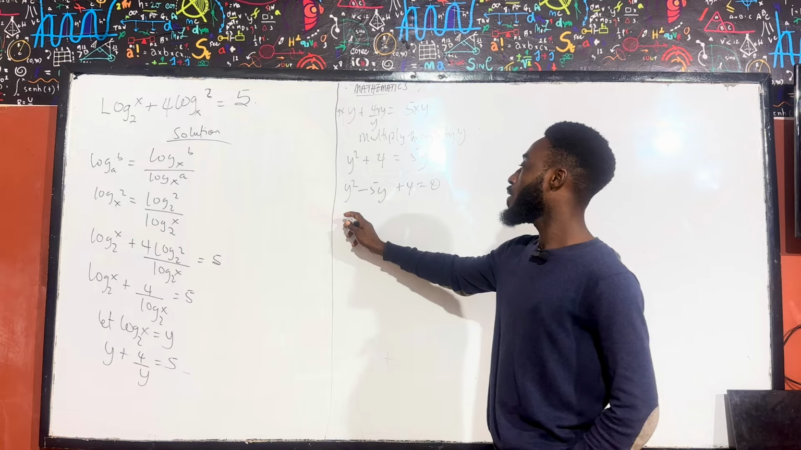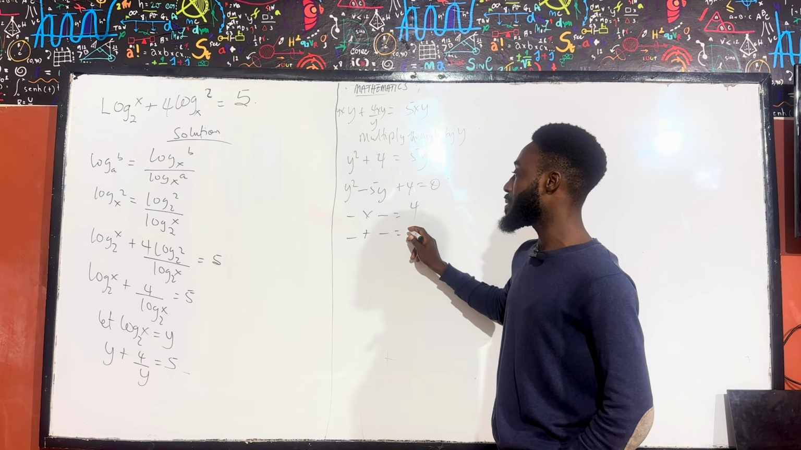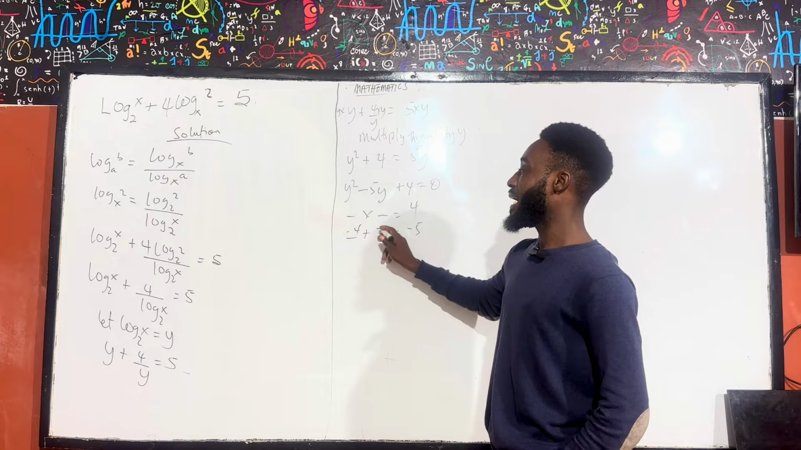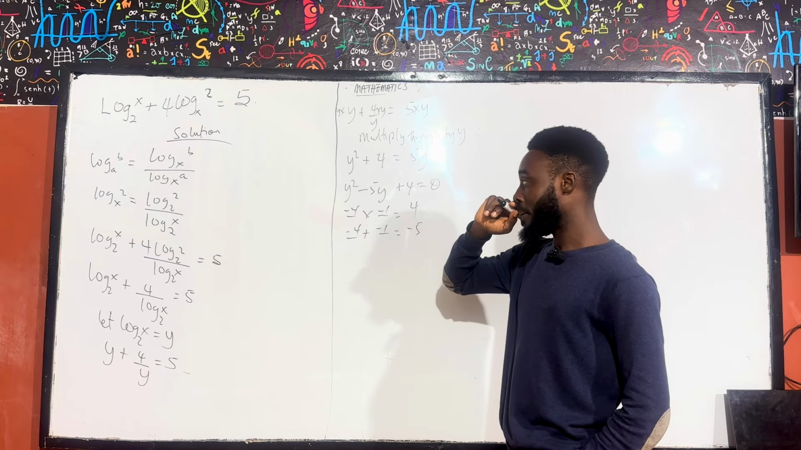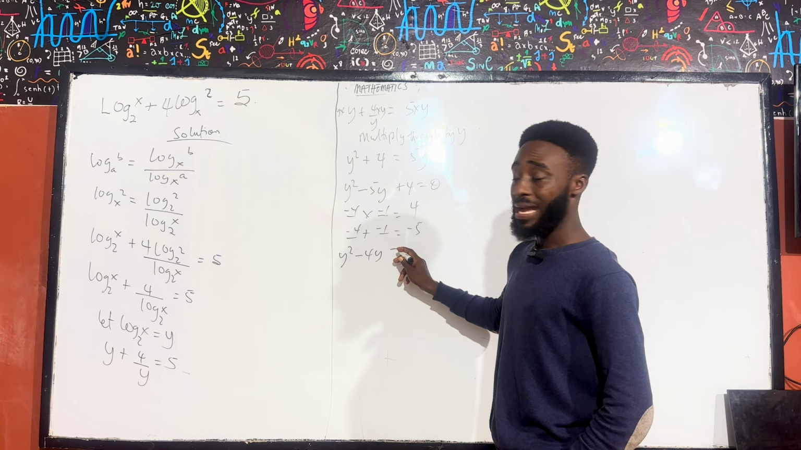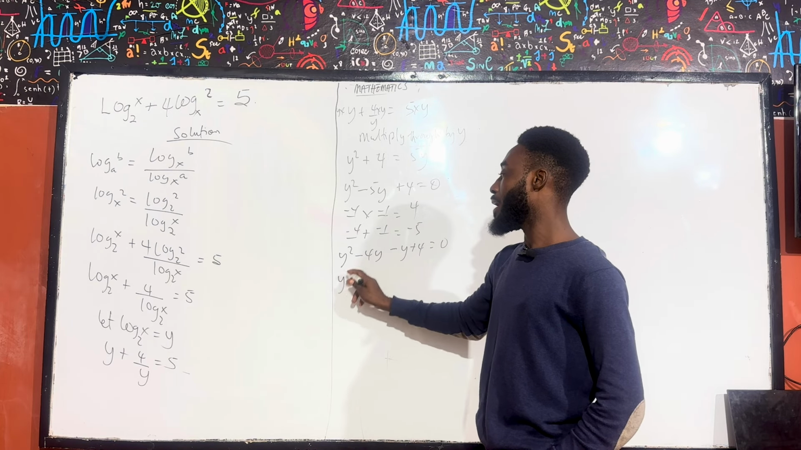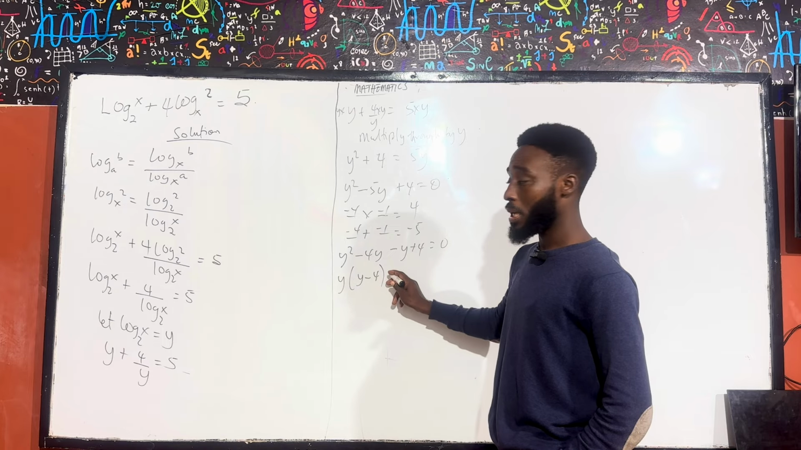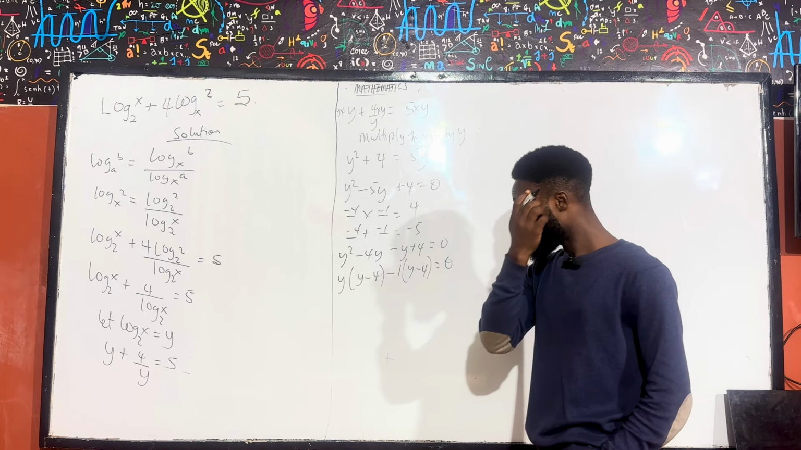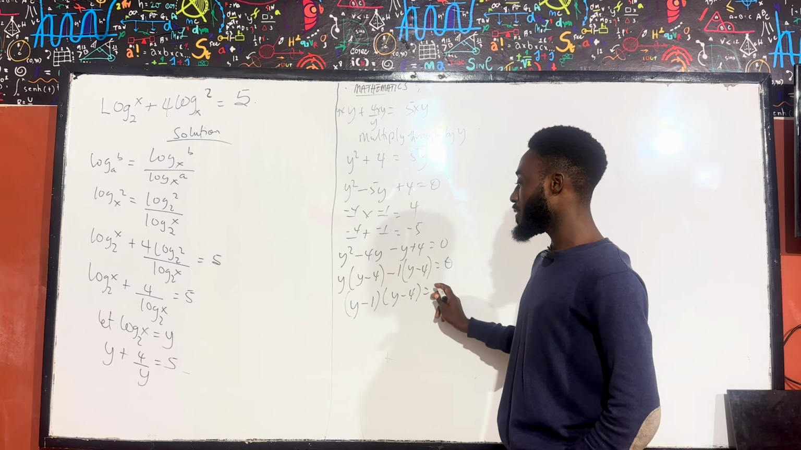And as usual, I ask myself, what two numbers am I going to multiply to get 4 and add to get minus 5? And that is minus 4 and minus 1. So that would be y squared minus 4y minus y plus 4 equals 0. So this can become y into brackets y minus 4, minus 1 into brackets y minus 4, equal to 0. So finally, I have y minus 1 and then y minus 4, all of this equals 0.